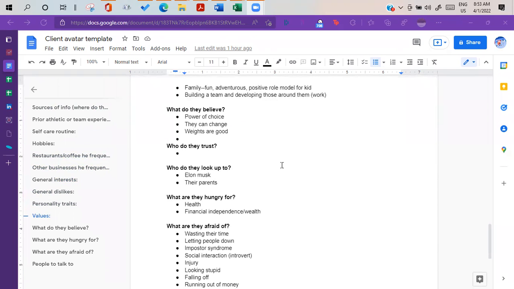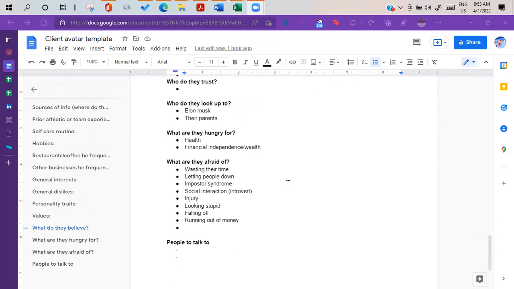What do they believe in? Who do they trust? Do they trust the government? Probably nobody trusts the government right now. But maybe they do. Do they trust the banks? You're going to want to know that. And who do they look up to? And what are they hungry for? My clients were always hungry for financial independence and retiring comfortably.